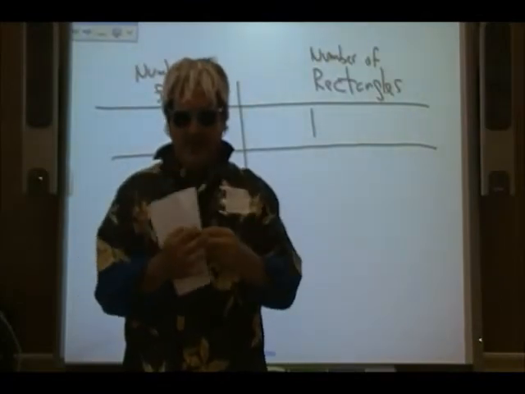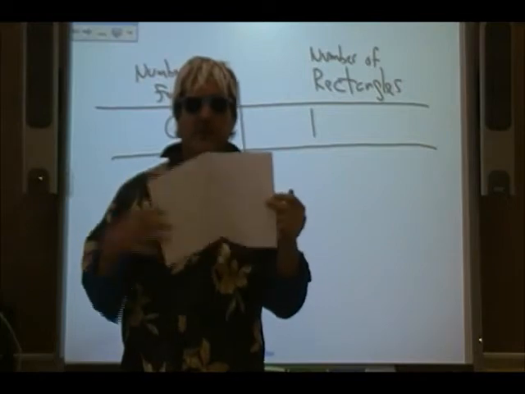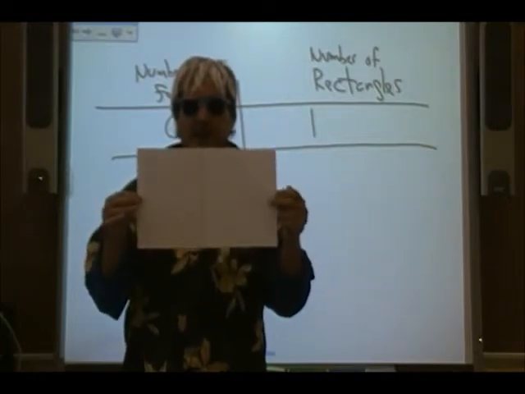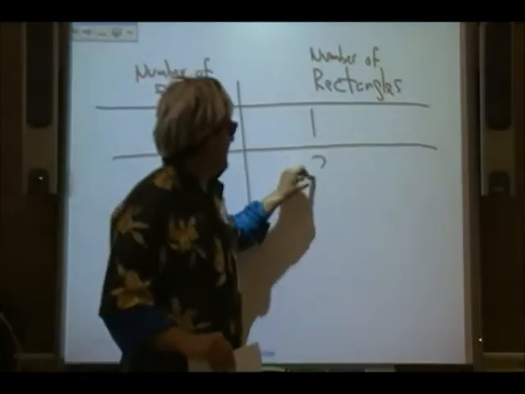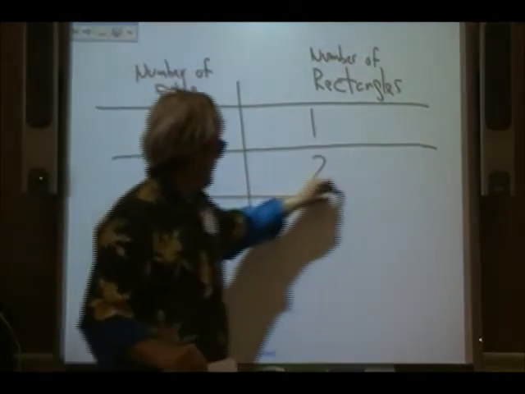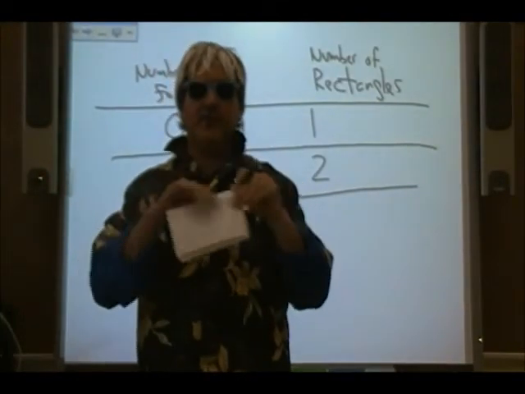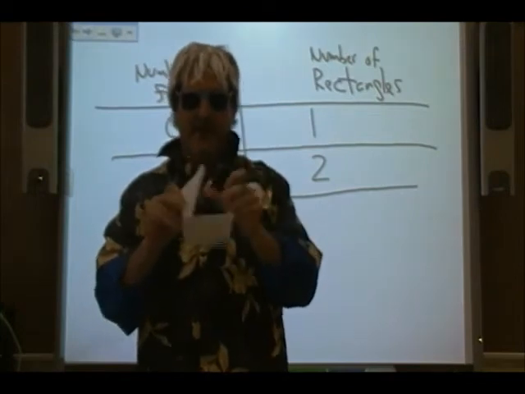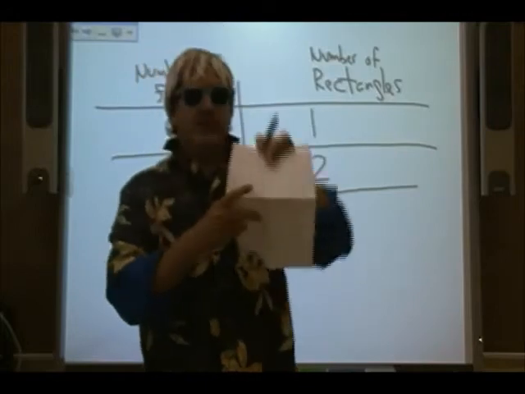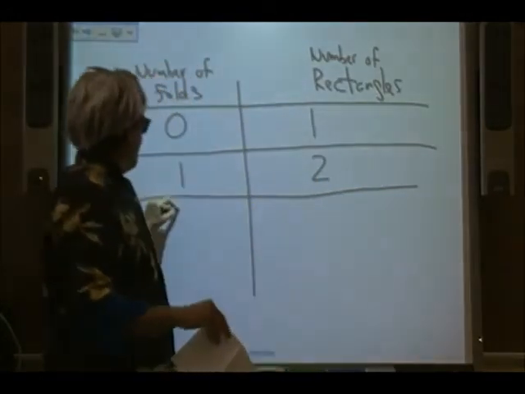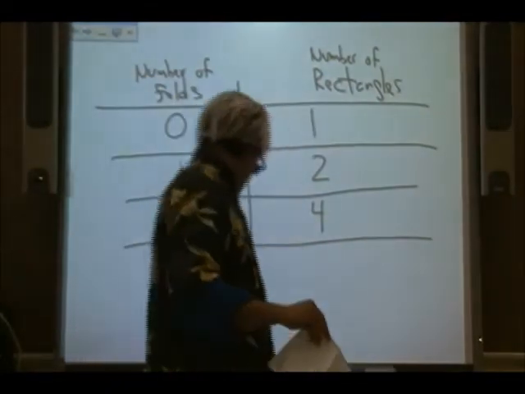Now, if I fold it with 1 fold, how many rectangles do I have? I have 2. So 1 fold gets me 2. Now let's fold it again. So I folded it 2 times. Open it up and count the rectangles. 1, 2, 3, and 4. So if I fold it 2 times, I get 4 rectangles.